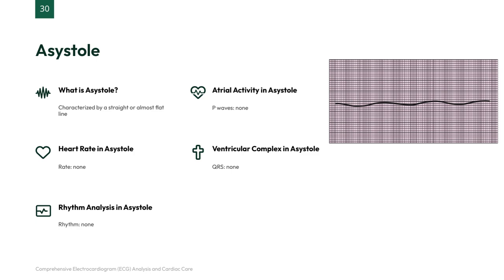This means there is no heart rate at all, no beats happening. When we analyze the rhythm, there's none to detect because the heart isn't generating any electrical impulses. Similarly, there's no atrial activity, so we don't see any P waves. And finally, the ventricles show no activity either, meaning there are no QRS complexes present. It's a critical condition that indicates the heart has stopped functioning electrically.